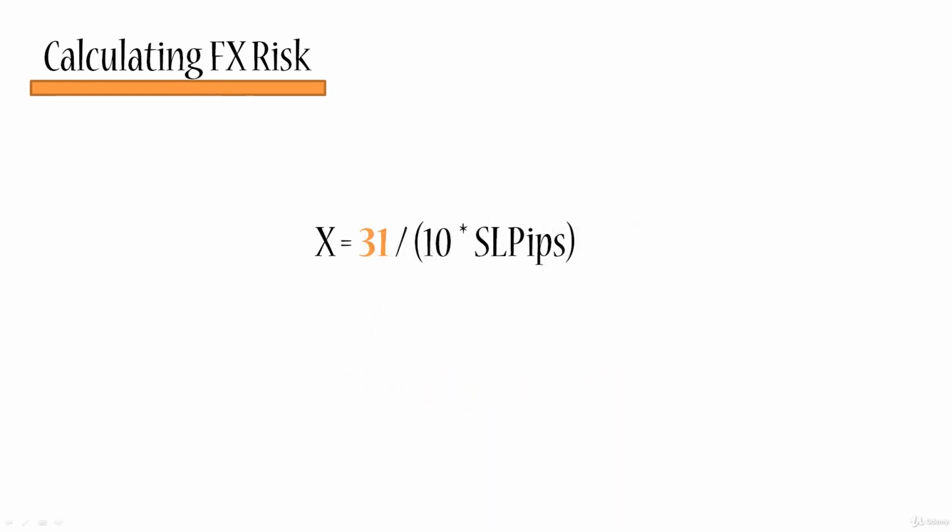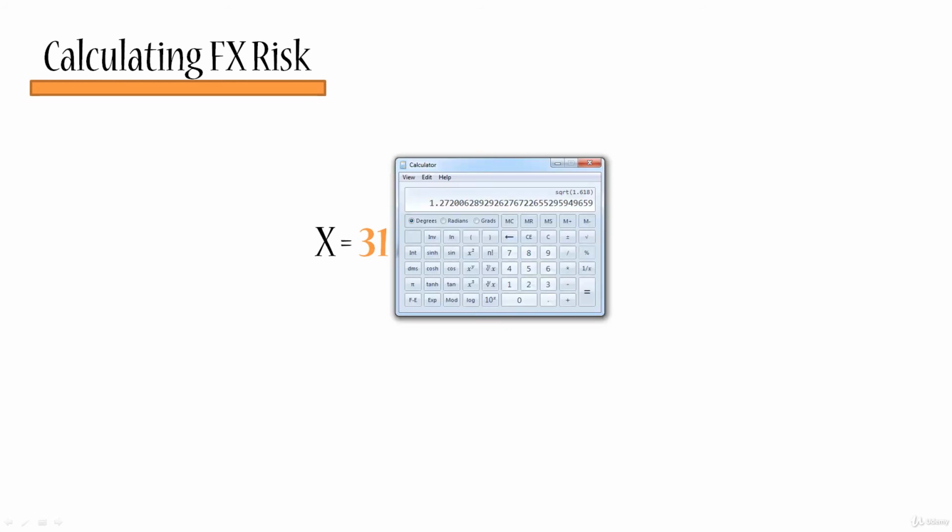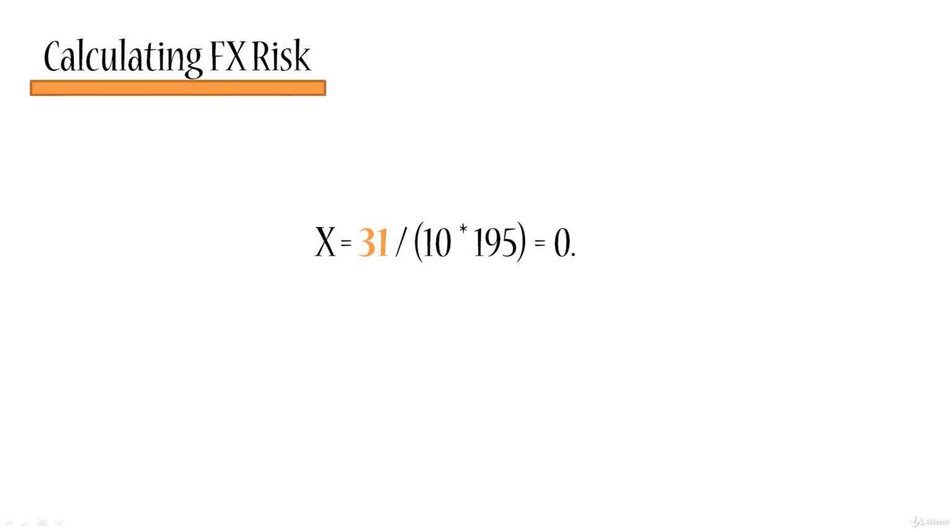Let's plug that into the formula. The last thing we have left to do is to type in our stop loss in pips, which is 195 pips. So let's calculate all of this. 31 divided by 10 times 195 gives us about 0.0158. You can round this either down or up. I'll round it up in this particular instance, and that'll give us 0.02 lots. Alright, that means that we're ready to set our order now.